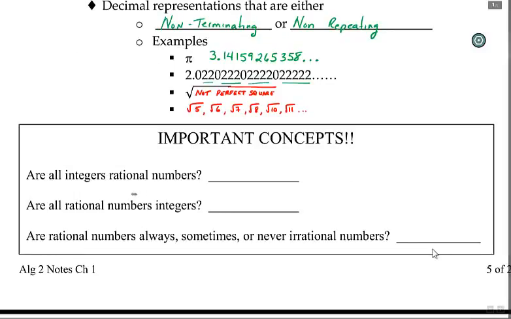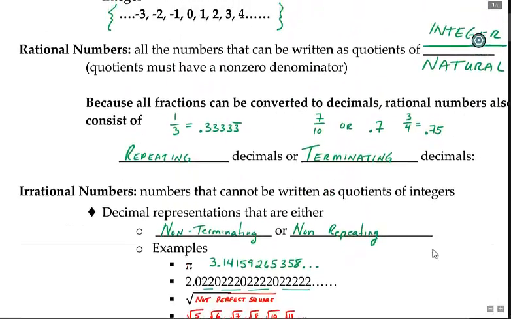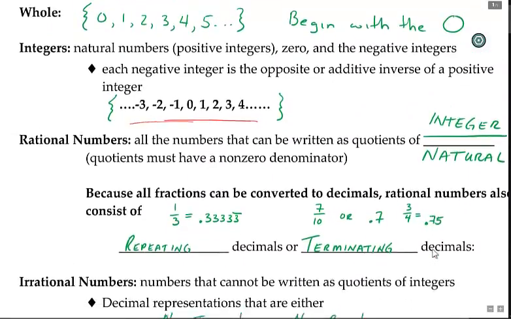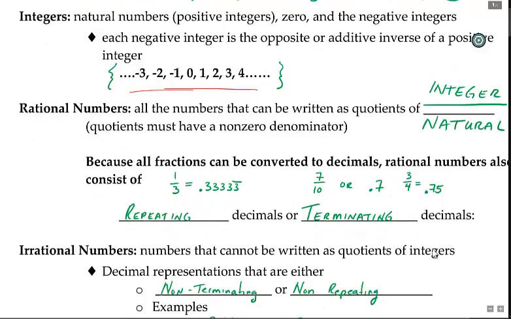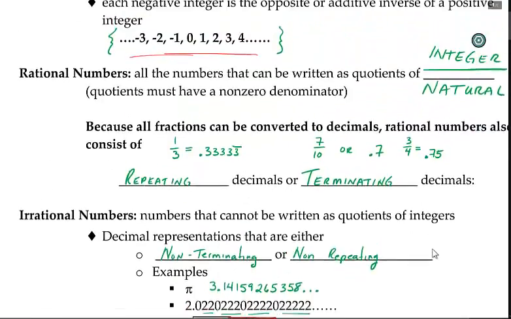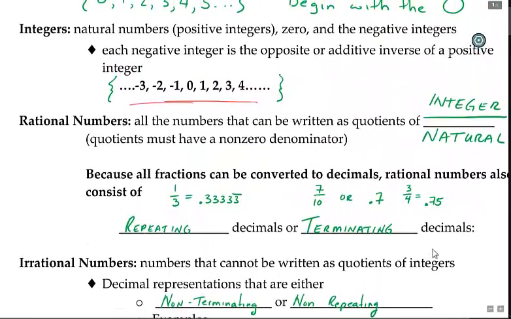Are integers rational numbers? In other words, does any number that's an integer also hold the qualifications of a rational number? Well, that's a good question. The answer is yes, because the integers are a smaller set of numbers.